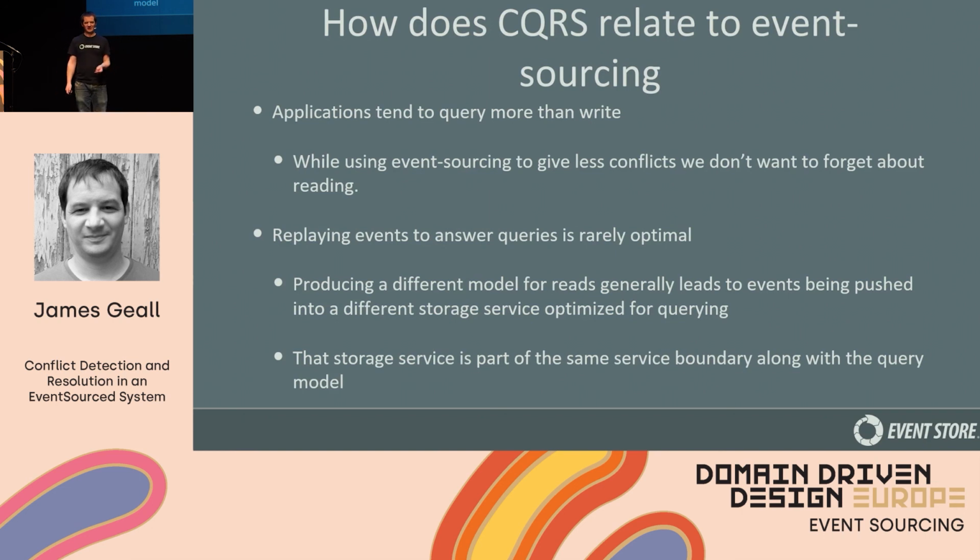Read every event you've ever written to see if it says the customer's name was James, or has been created, or has been changed to James. That's a lot of events to read to answer a fairly simple query. So what we do is we produce different models to optimize those reads, usually in a relational database management system, because queries tend to only care about the current state.